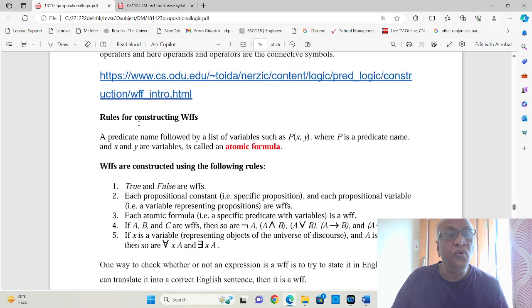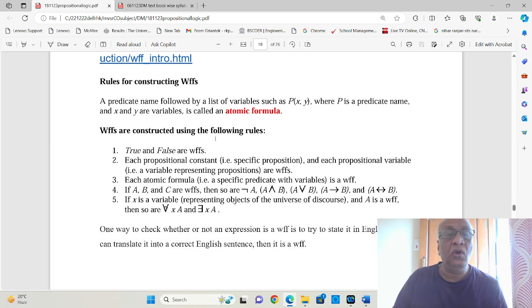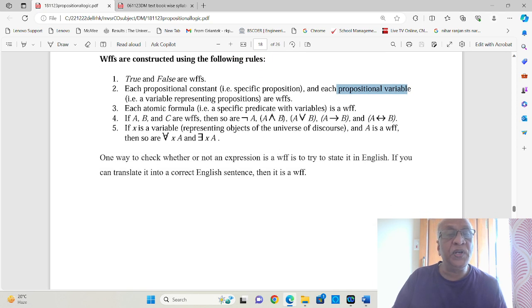So there are a few rules for constructing the well-formed formulas. Let us say we have a predicate like this, P of x comma y, where P is the predicate, x comma y are the variables. This kind of formula is called an atomic formula. Now, what are the rules for well-formed formulas? True and false are well-formed formulas. Specific propositions and propositional variables are well-formed formulas. Atomic formulas are well-formed formulas.